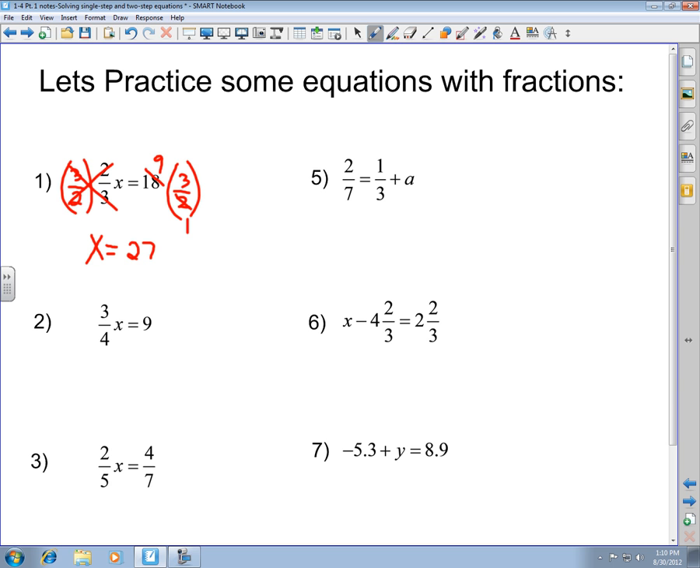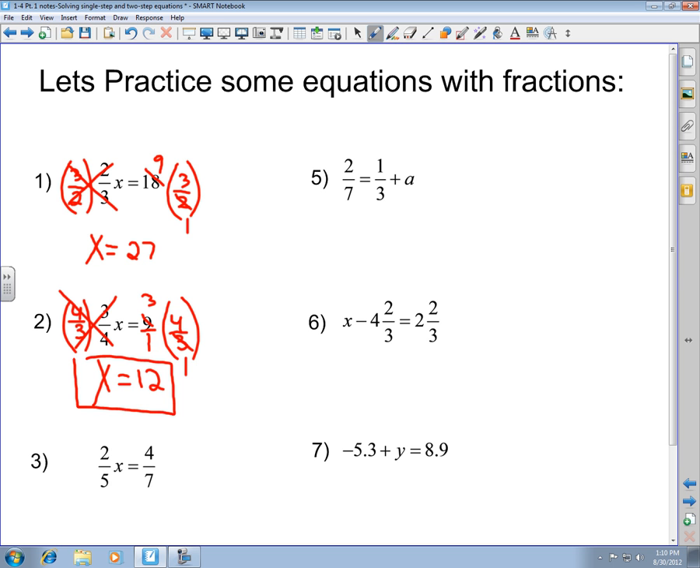For number 2, I'm going to get rid of this 3/4 that is being multiplied to the x by multiplying by the reciprocal of 4/3. Those cancel. X equals, remember this is 9 over 1, so let's cross reduce, and that will be 12. 2/5 x equals 4/7. I want to get rid of this 2/5 that is being multiplied to the x, so I'm going to simply multiply by its reciprocal. Those cancel out. X equals, cross reduce, 10/7.